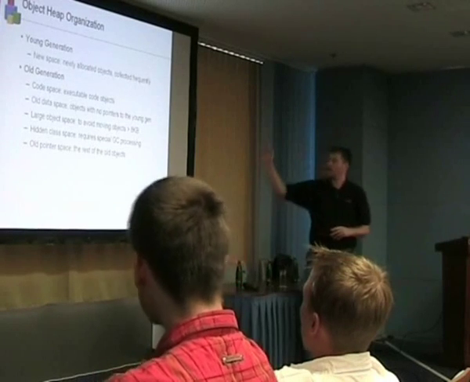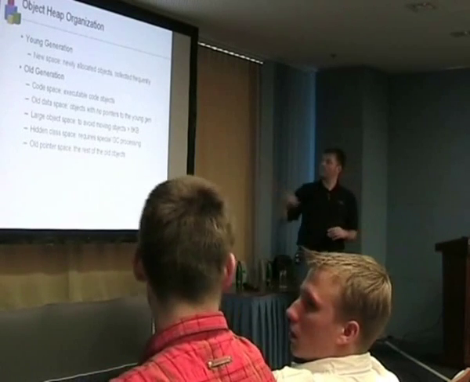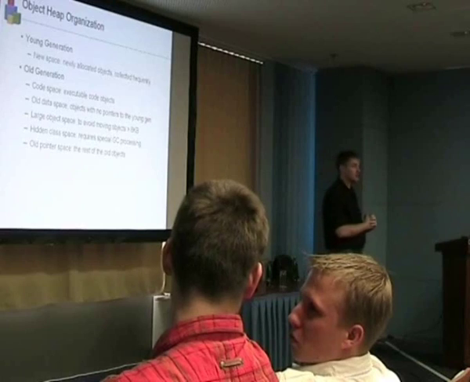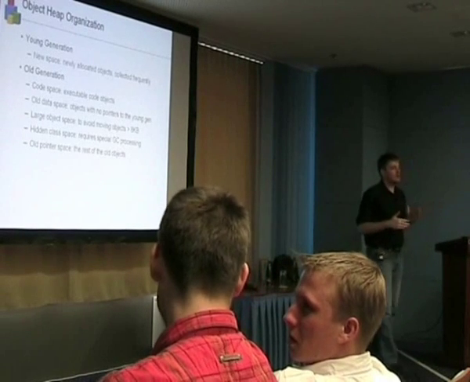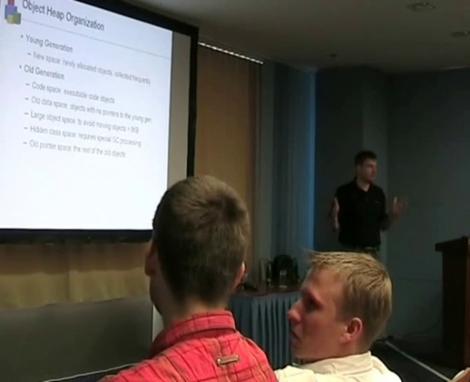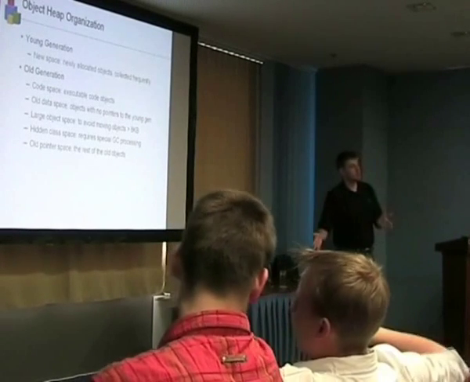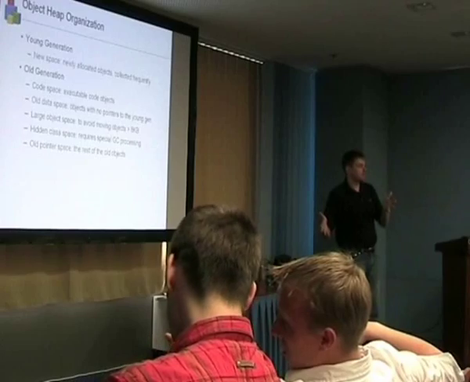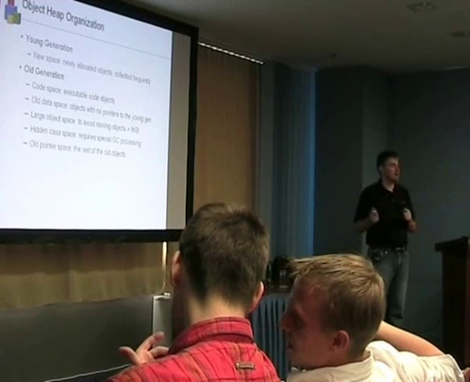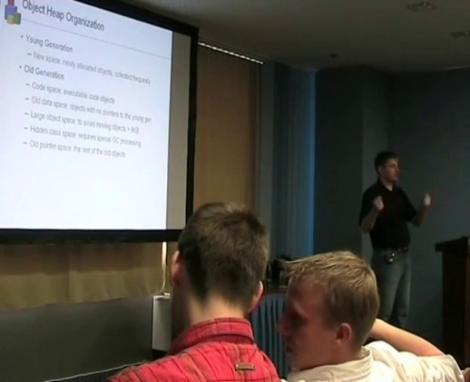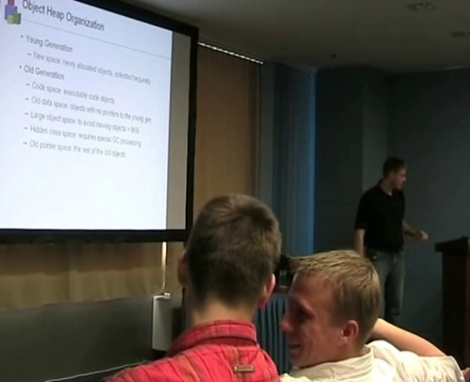There are a couple of other spaces, and we have a space called large object space. If you have very big objects that are larger than 8 kilobytes, we don't really want to move them around, so we put them in large object space and they stay there. So we don't waste time moving very, very big objects around the heap.